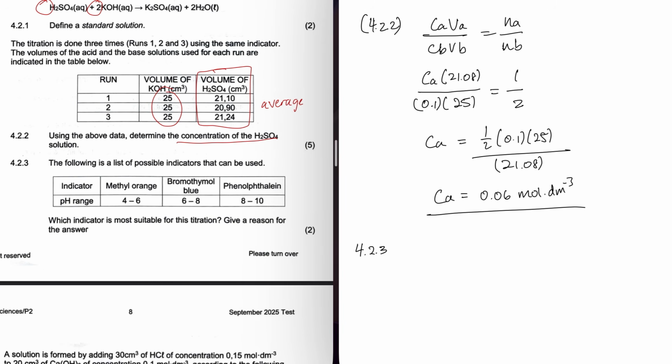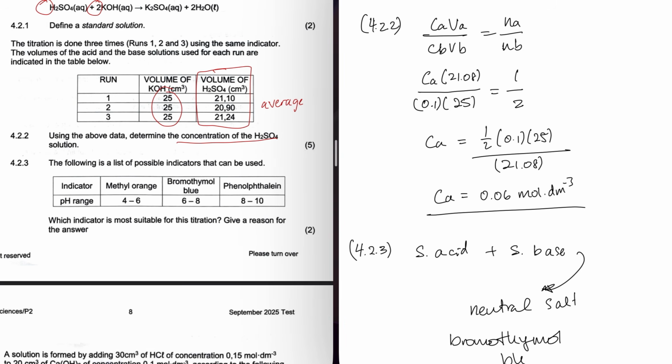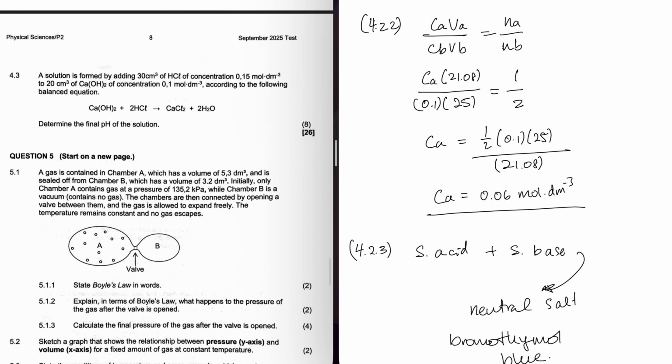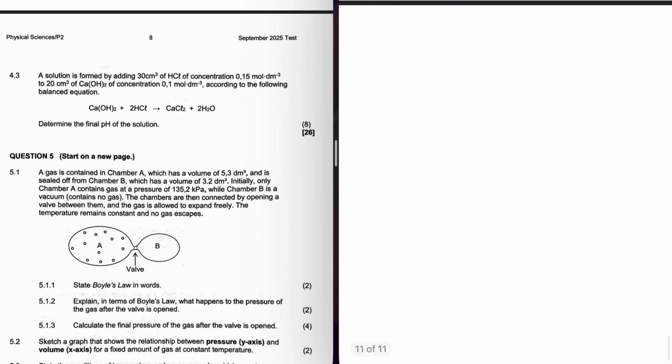Question 4.2.3. The following is a list of possible indicators. Which indicators should we use? Give a reason. So H2SO4 is a strong acid and potassium hydroxide is a strong base. Now, a strong acid and a strong base is going to give you a neutral salt. So we want to pick something that is in the pH range of around 7. So that's going to be bromothymol blue.